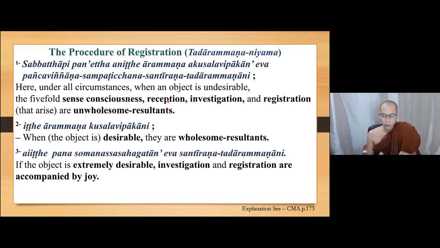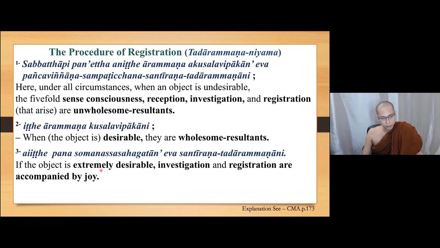So don't forget to review the rootless consciousness again and again, and also the Cetasika, the Pakinnaka Cetasika. They are very important. If you understand them properly, the others will be easier. So here, both types of receiving consciousness are accompanied by equanimity. That's why it does not change to joy.